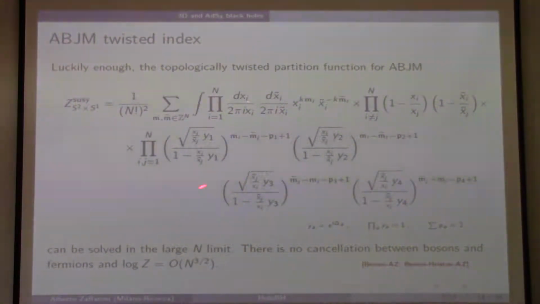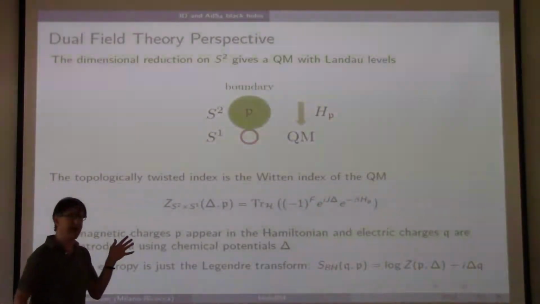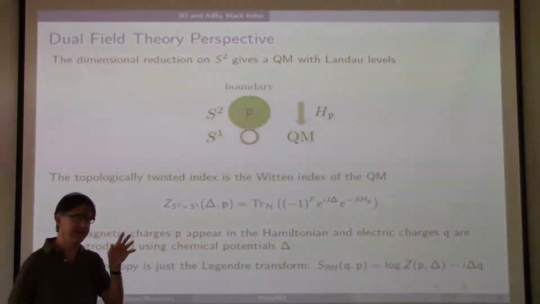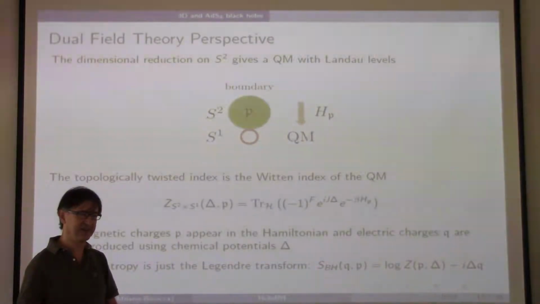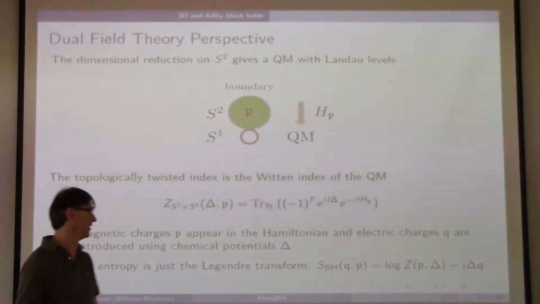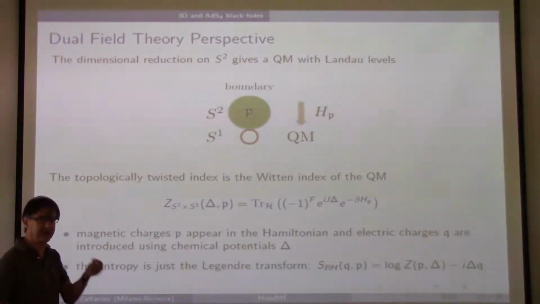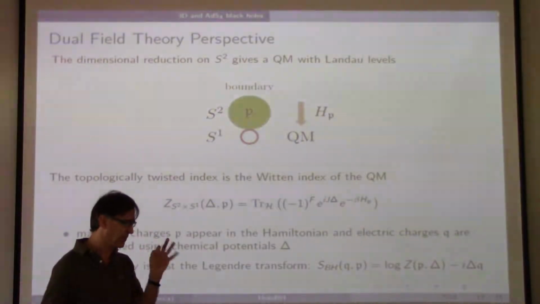I have no time to explain the detail, but what you discover is that... let me make a comment. Some of you may have argued, why should this be the entropy? There is a (-1)^F in the index. This is not the number of ground states. It's the number of bosonic ground states minus the number of fermionic ground states. Well, the answer that I have is that I don't know how to compute it without the (-1)^F.